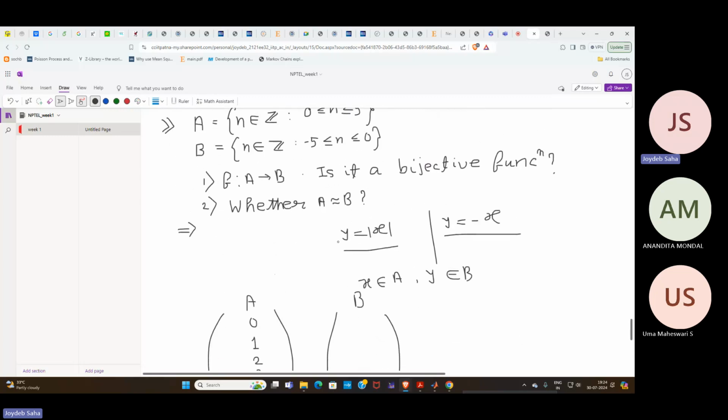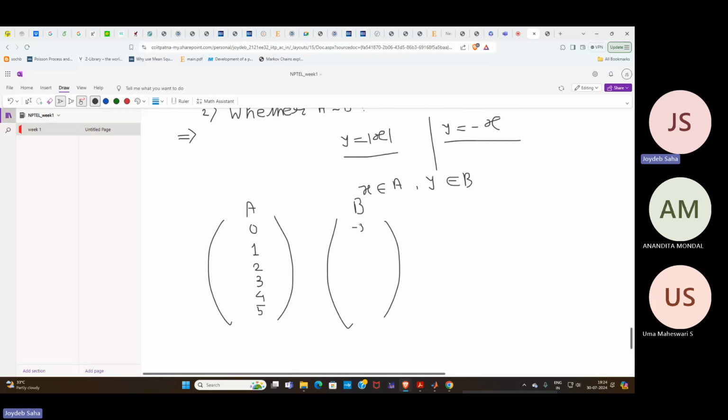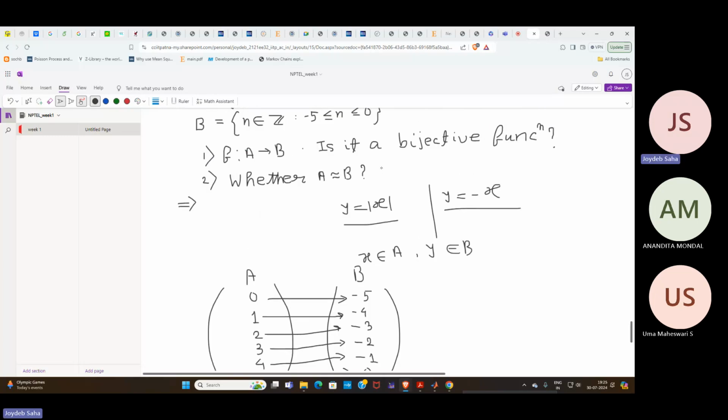And what about B? Minus 5, minus 4, minus 3, minus 2, minus 1 and 0. So you can map like this also. In any other way also you can map. In reverse way also you can map this. So yes, it is equicardinal.